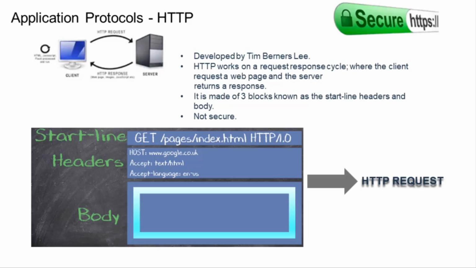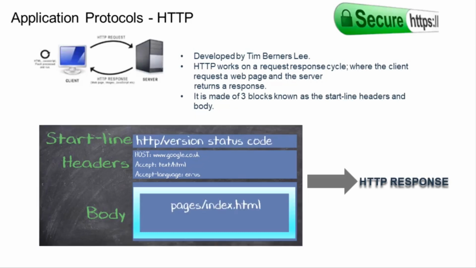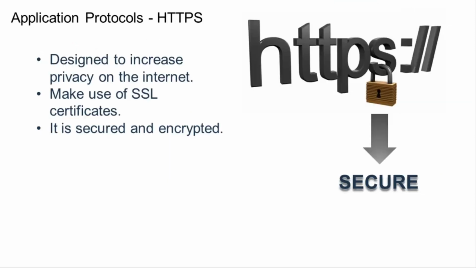HTTP works in a request-response cycle. The client requests a web page and the server returns that requested page as a response. The HTTP packet is made up of 3 blocks: the start line, the header, and the body. By now, everyone aspiring to be a cybersecurity analyst should know that HTTP protocol is not at all secure. HTTPS, or secure HTTP, was developed to address the need for privacy and security on the Internet.